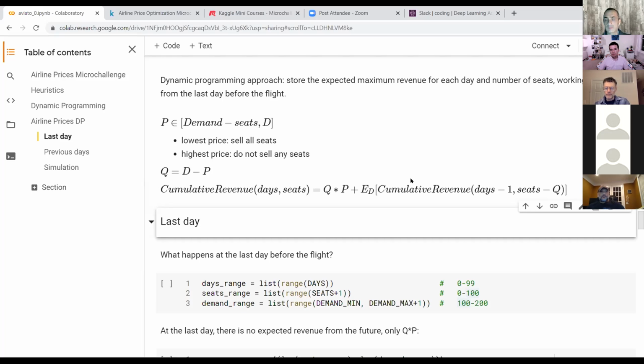Question. Sure. Yeah, Dimitri. So, by the way, what's the objective of this optimization? Is the cumulative revenue static? Yeah, to maximize the cumulative revenue over the entire period, so through all the days you have.